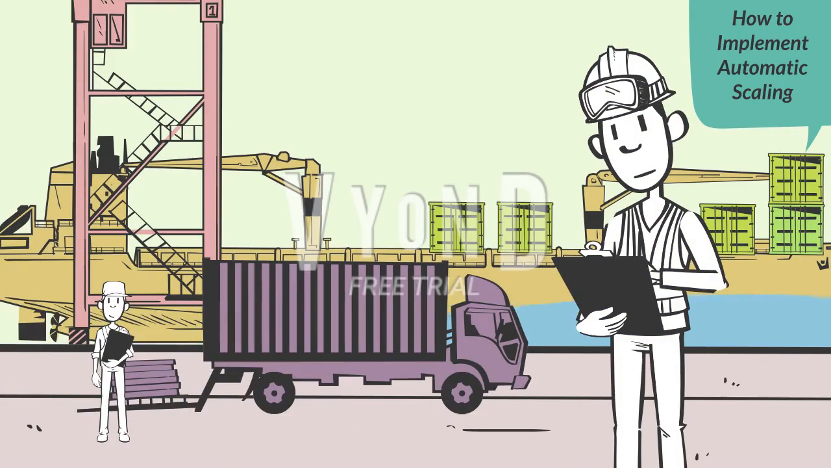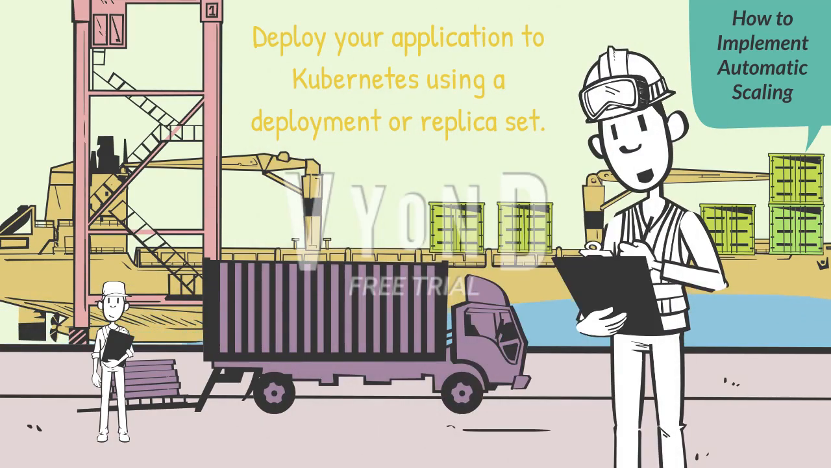To implement automatic scaling in Kubernetes, you can use the horizontal pod autoscaler feature. Here are the high-level steps to implement automatic scaling with HPA. 1. Deploy your application to Kubernetes using a deployment or replica set. A deployment or replica set defines the desired state of the application and manages the creation and deletion of pods.